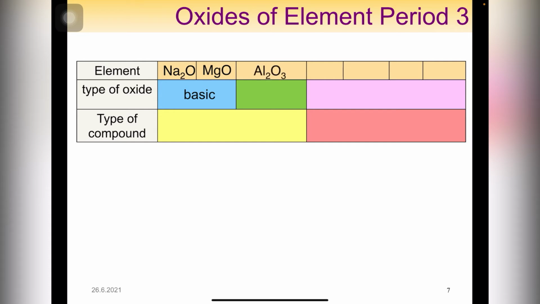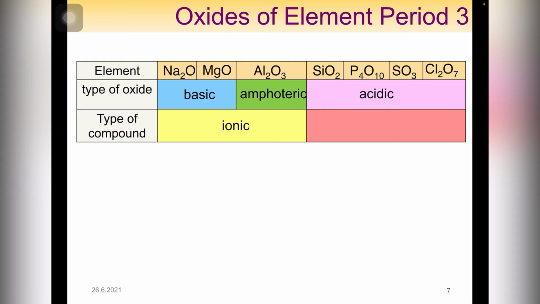For aluminium oxide, it is amphoteric, and the type for silicon oxide, phosphorus oxide, sulfur trioxide, and chlorine heptoxide is acidic. So this is the type of oxide for the elements of period 3: basic, amphoteric, and acidic. And what is the type of the compound? For the first three elements of period 3, it is an ionic compound, and for silicon and onwards to chlorine, it is molecular.